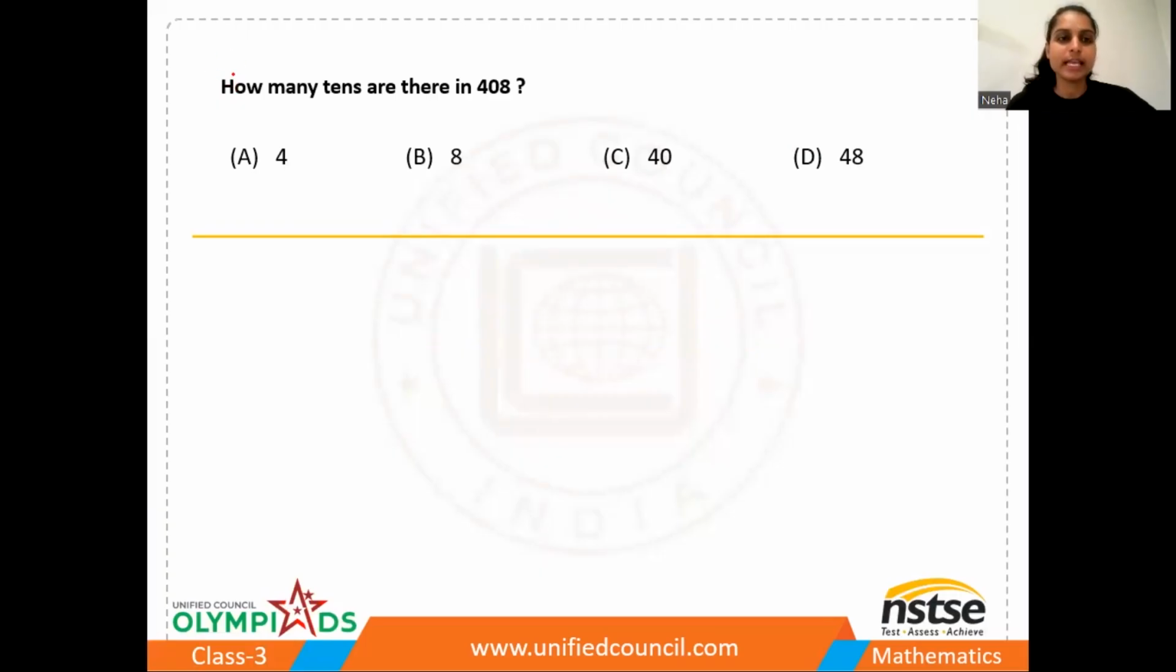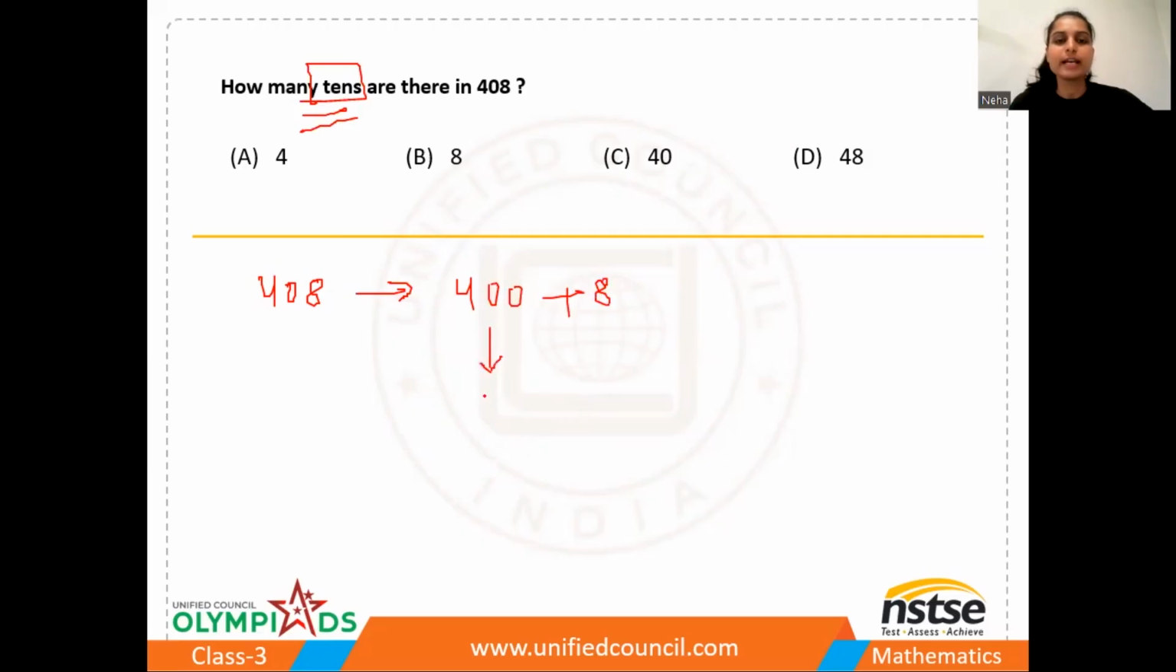In the next question, they are asking: how many tens are there in 408? Okay, so 408. How many tens are there? They are asking about the number of tens here. Alright, so to find the number of tens, I have to just write this in the expanded form. Perfect. So yes, in the expanded form, this is 400 plus 8, right?